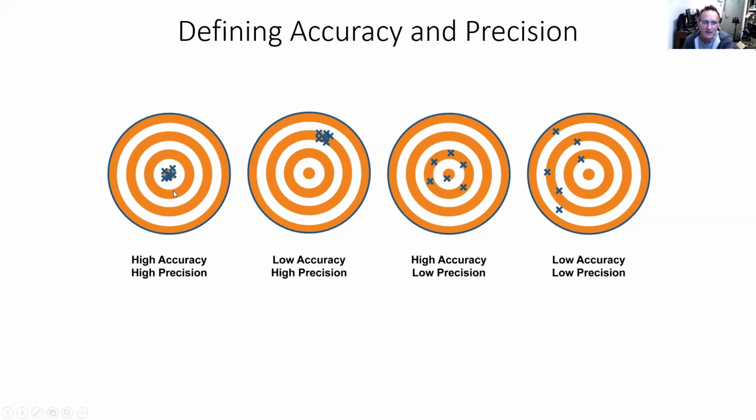And you can see that in this leftmost image, the crosses are all tightly clustered together and they are all very close to the center of the target. And we can say that in that case, the data is both accurate and precise.